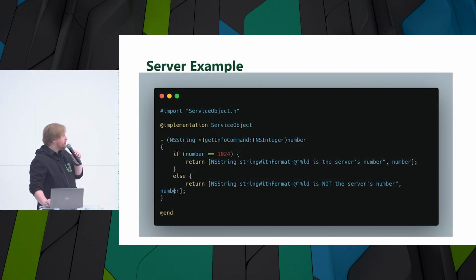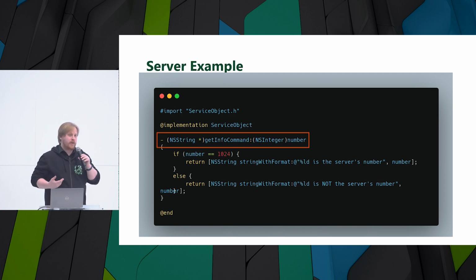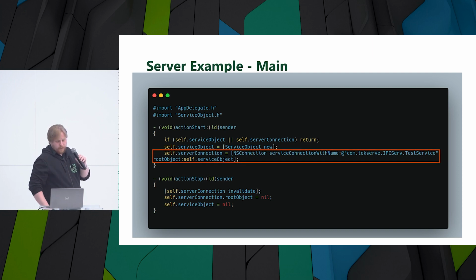This is an example server that has an implementation called ServiceObject, and it defines a method called getInfoCommand that takes an integer and returns a pointer to an NSString. So this would be the vended object that any other process on the machine can essentially call. If we look at the main function, we create an NSConnection, we initialize the service with a name, and we pass the root object, which again is the vended object.